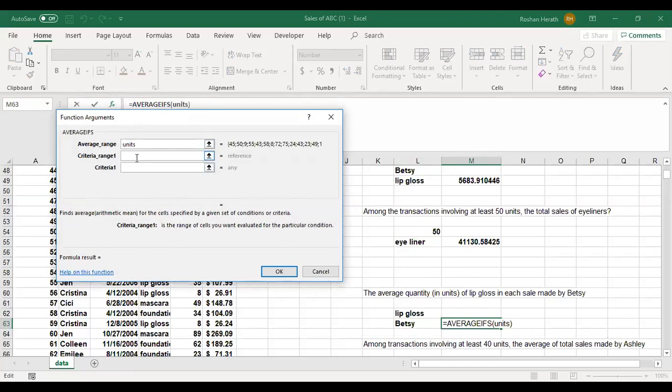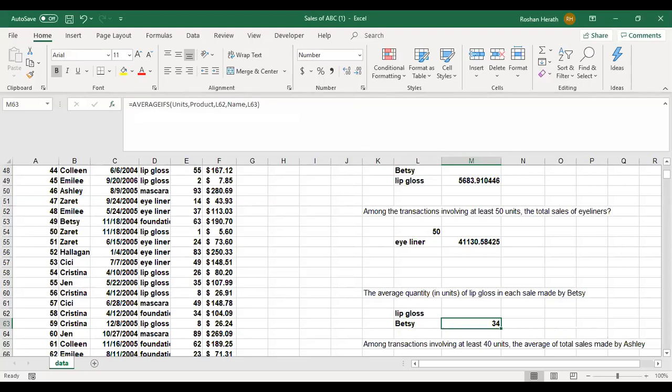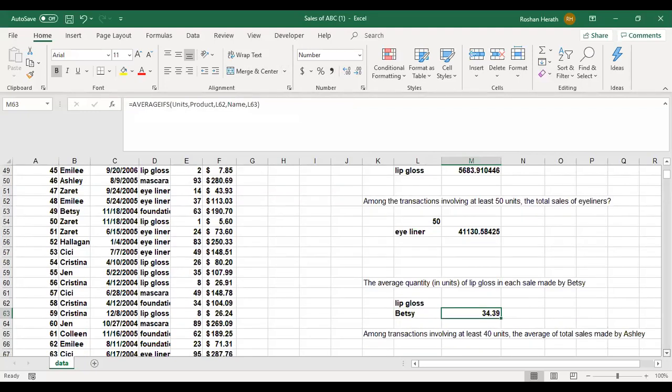Then the criteria range 1. So the product is there. That is lip gloss. Then the criteria range 2. That is going to be the name. And that is Betsy. So you can simply make a reference over there. Yes. Then it comes in average. It's going to be like 34.38 or something. So if you want to have the decimals, you may have it, 34.39. So that is the average quantity.